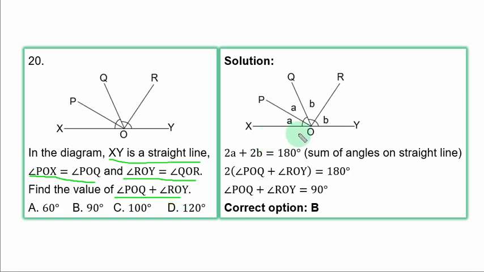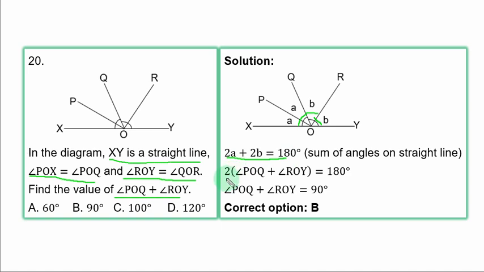From the problem, POS, that is this angle, is equal to POQ, this angle. Hence, use the same letter A. They are equal. Then ROY, this angle, is equal to QOR, this angle. We use letter B to represent them. When you add the four angles, their sum is 180, sum of angles on a straight line. So A plus A is 2A, plus B plus B, 2B, equal to 180.